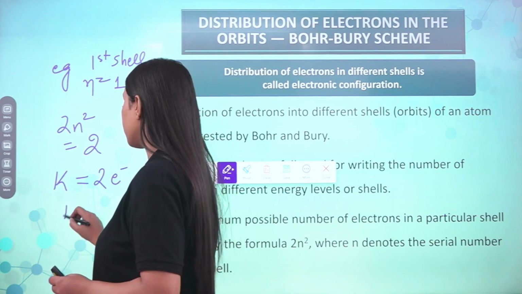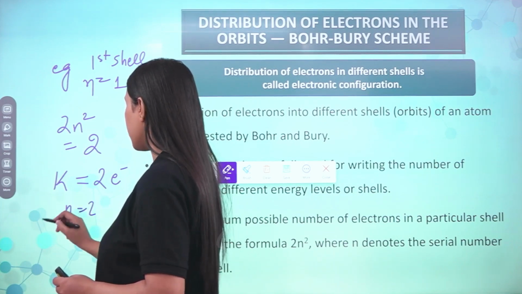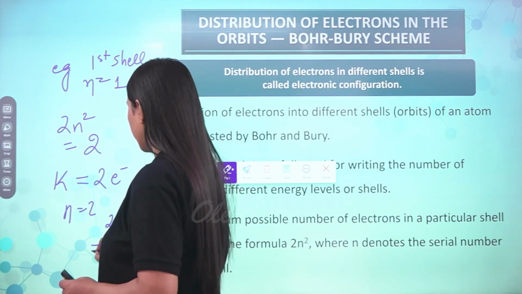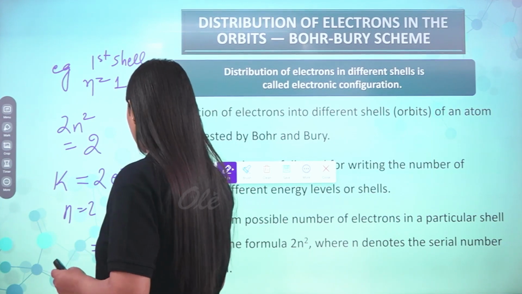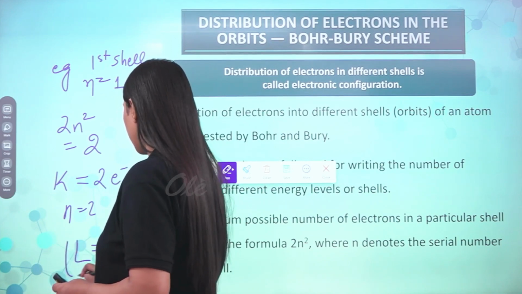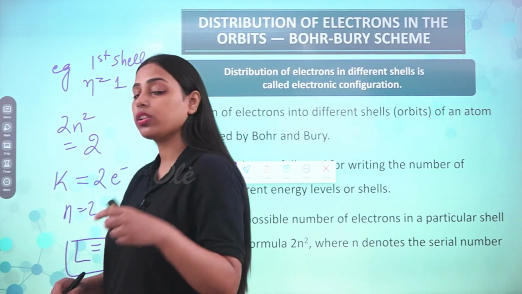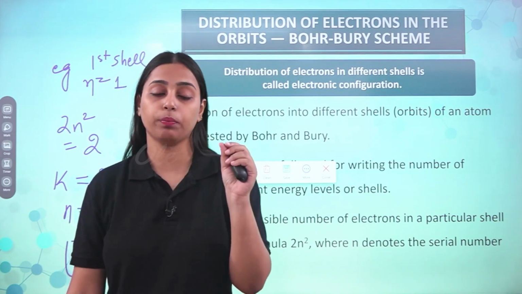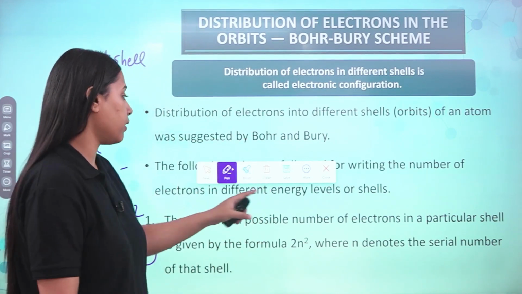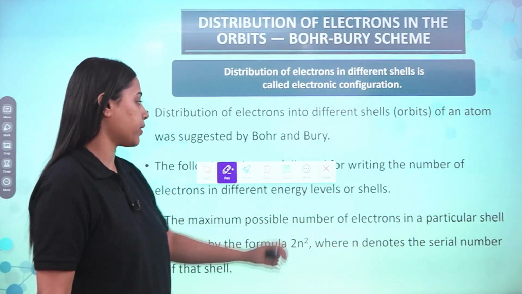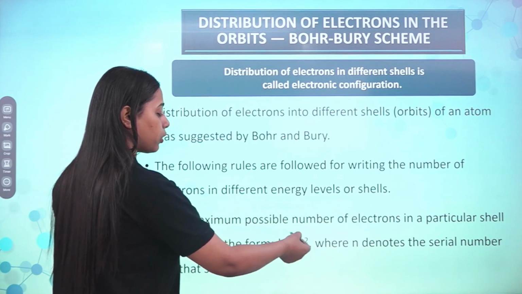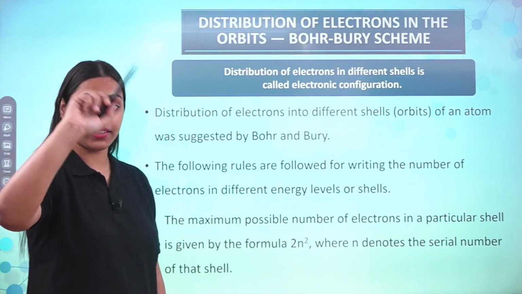Similarly, when n is 2, that is the L shell, you put 2 into 2 square, so you will get 8. So maximum electrons in the L shell can be 8 electrons only. So it follows a 2, 8, 18, 32 pattern if you put n in respective numbers. That's how we calculate it. So you need to remember how to find the maximum number of electrons in a shell, that is those concentric rings.